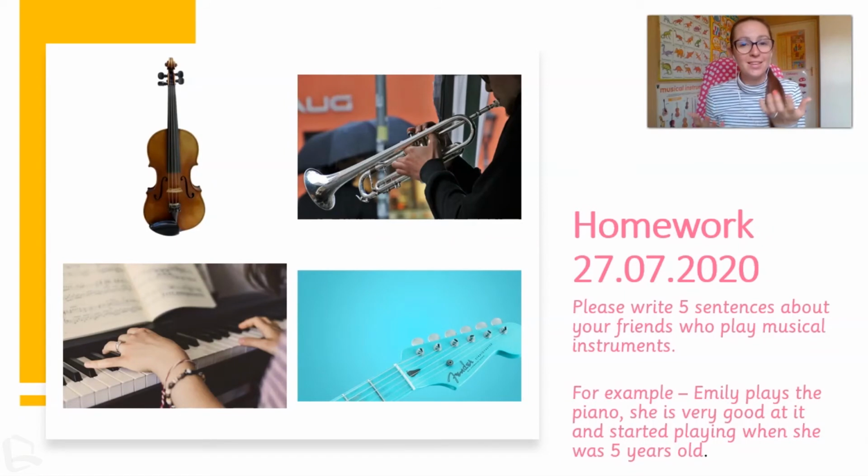And again, another example of more of a higher level homework. Although all of the ones I've showed you are perfect for higher and lower level, you could just change up some of the imagery and the instructions. So for this one, please write 5 sentences about your friends who play musical instruments. And I gave an example of the type of sentence I was wanting. Emily plays the piano. She is very good at it and started playing when she was 5 years old. So that's great. They can look at the images for some inspiration. They're creating sentences, and it's really fun to look at and to incorporate in your next lesson.